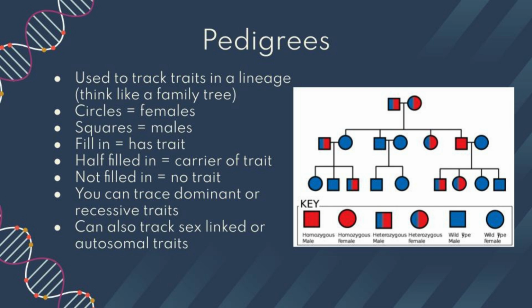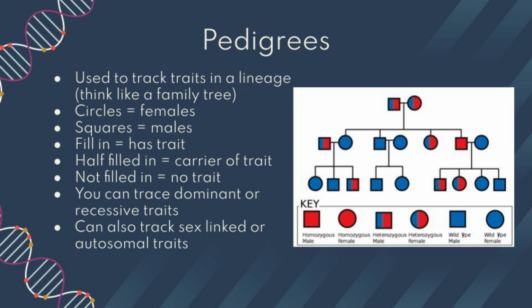Notice on this one, it's a little bit different. Your key says wild type versus homozygous or heterozygous of the other one. So this is actually a multiple allele trait. But it's a similar thing when you have just a regular allele that doesn't have the multiple versions. So we have half filled in, not filled in means they don't have the trait. And then we can trace dominant or recessive traits. We can also track sex-linked or autosomal.